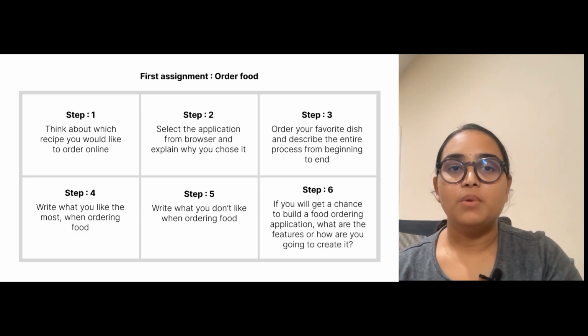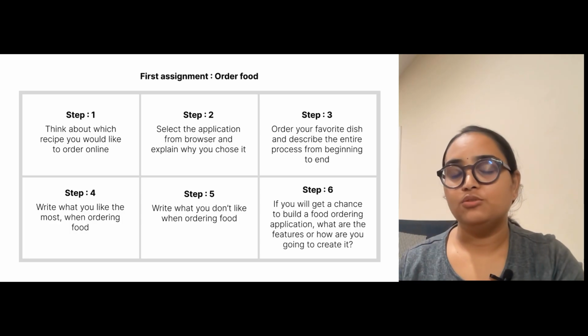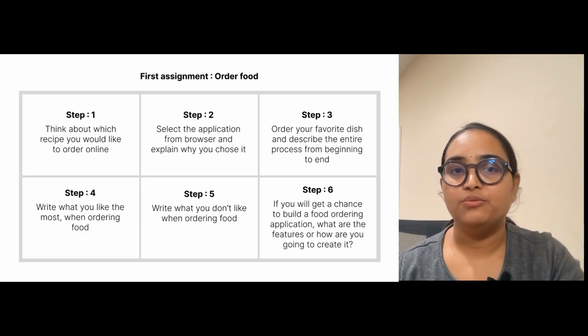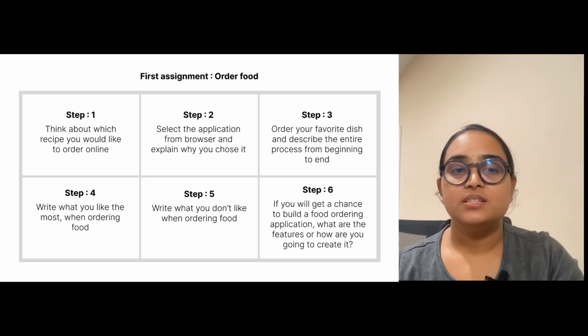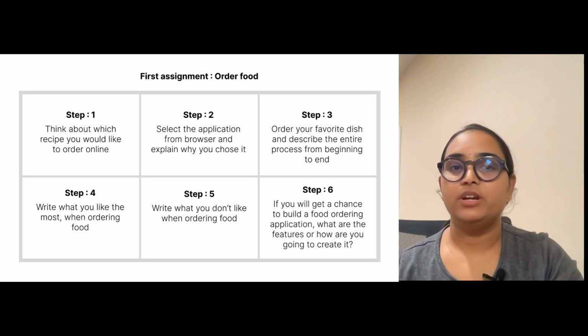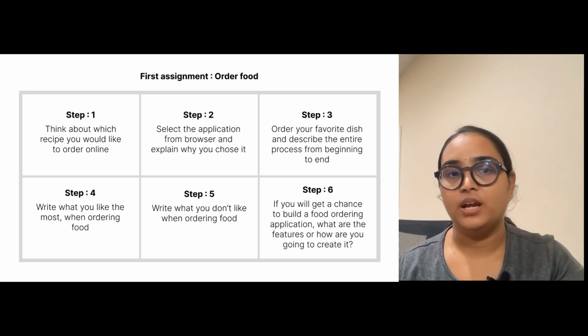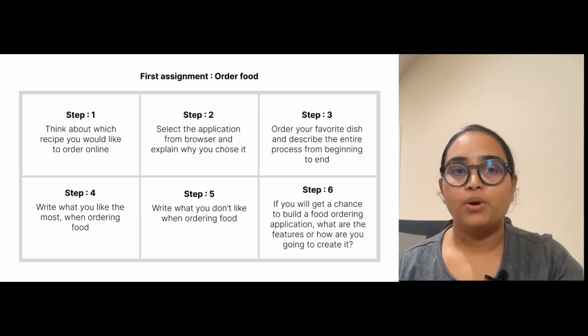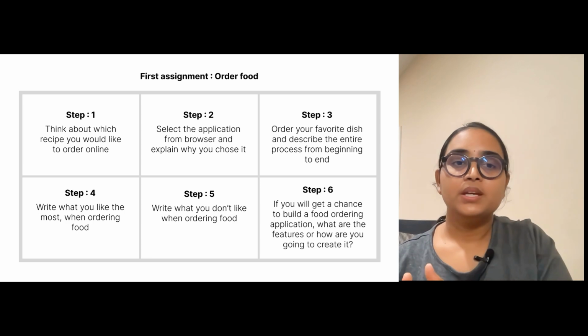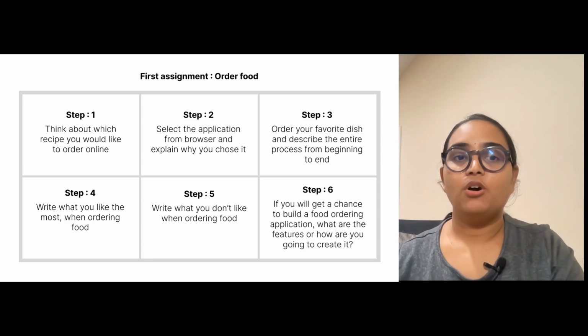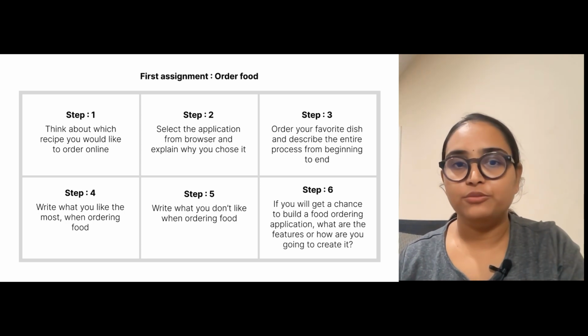Step 1, think about which recipe you would like to order online. Step 2, select the application from the browser and explain why you chose it. Step 3, order your favorite dish and describe the entire process from beginning to end. Step 4, write what you like the most when ordering food. Step 5, write what you don't like when ordering food.